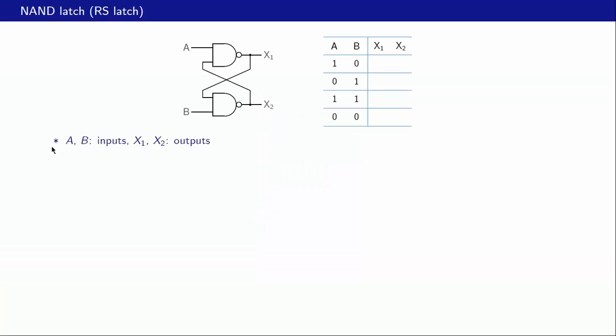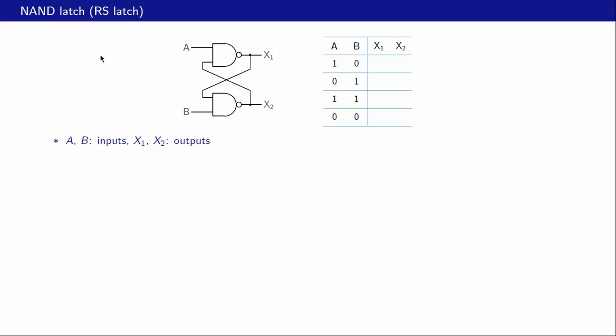Alright, so here is a simple sequential circuit and it's called a NAND latch. NAND because it uses NAND gates, and latch, we will see why it is called a latch. It's also called RS latch, and the meaning of this terminology will also become clear very soon.